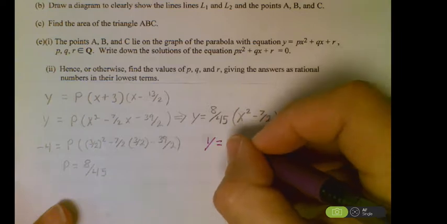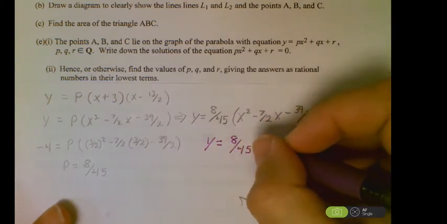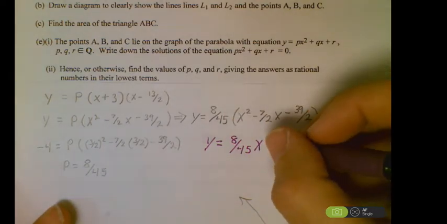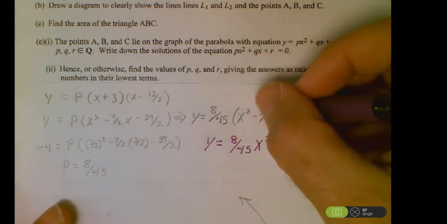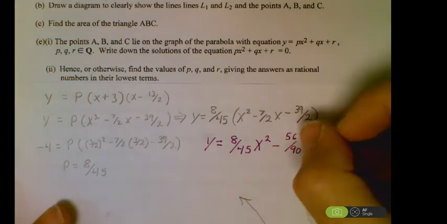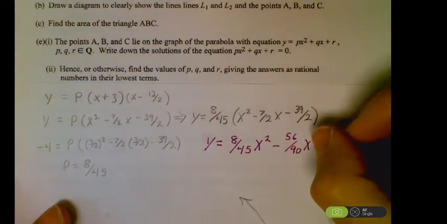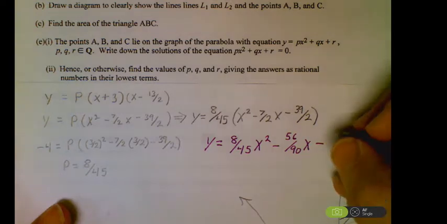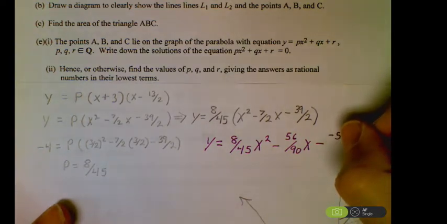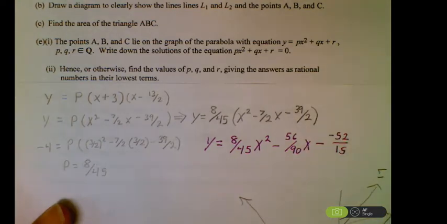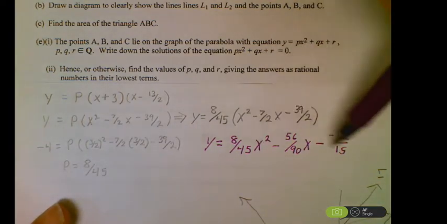So now we're looking at 8 over 45x squared. If we multiply it into this guy, we're looking at 56 over 90. And then bring it into that last term, it's going to be -52 over 15 if you reduce it, which we would have to do for that middle term as well. So we can now see what's sitting in all those values.